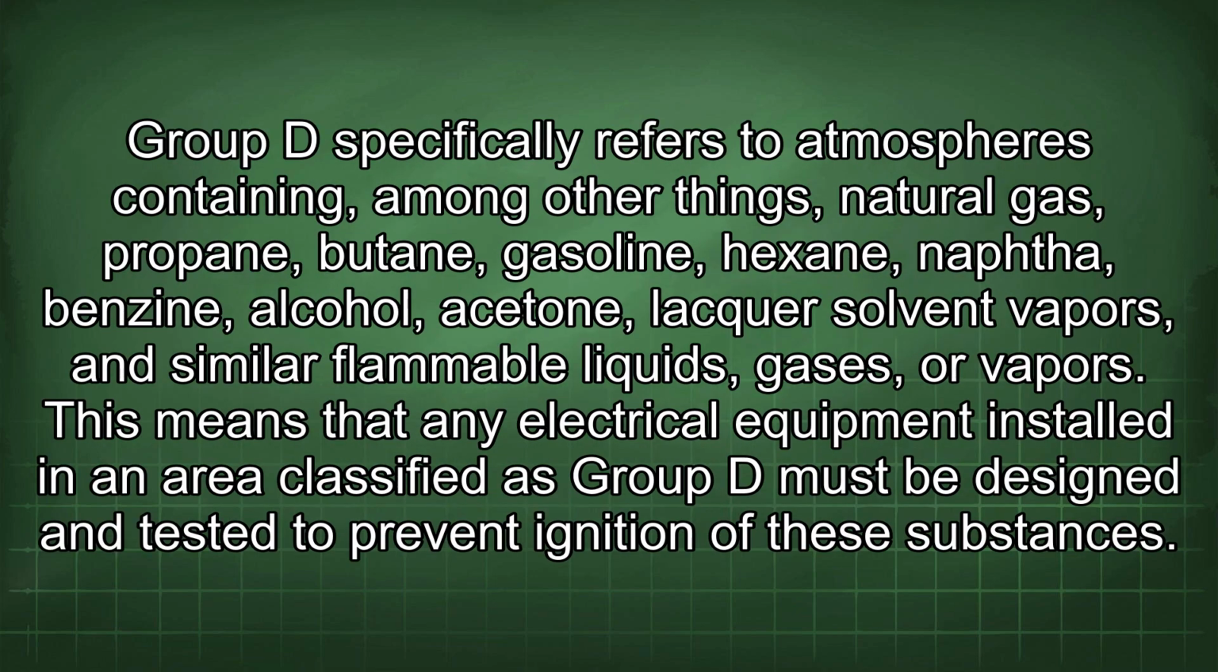Group D specifically refers to atmospheres containing, among other things, natural gas, propane, butane, gasoline, hexane, naphtha, benzene, alcohol, acetone, lacquer solvent vapors, and similar flammable liquids, gases, or vapors. This means that any electrical equipment installed in an area classified as Group D must be designed and tested to prevent ignition of these substances.